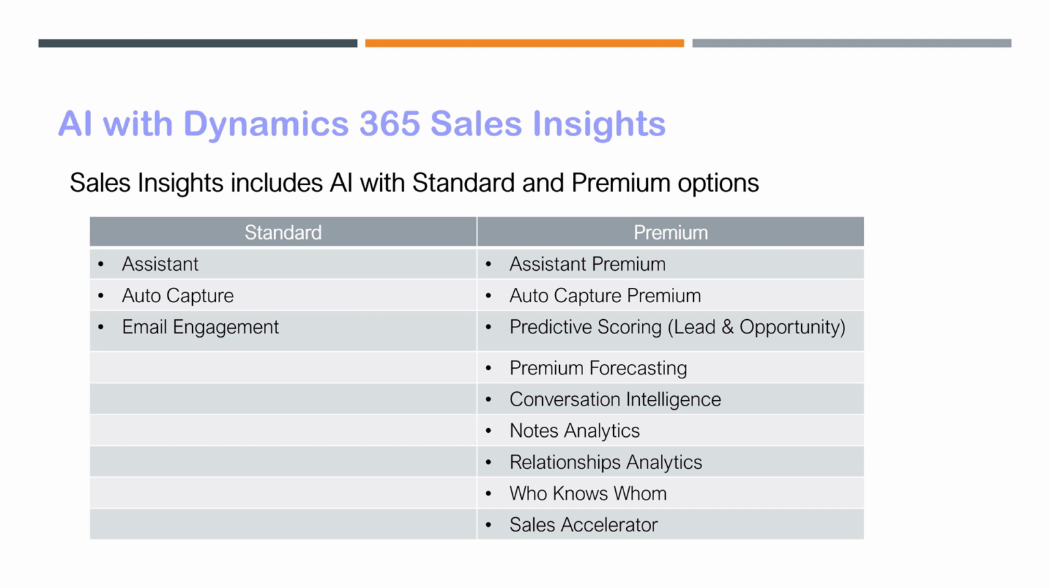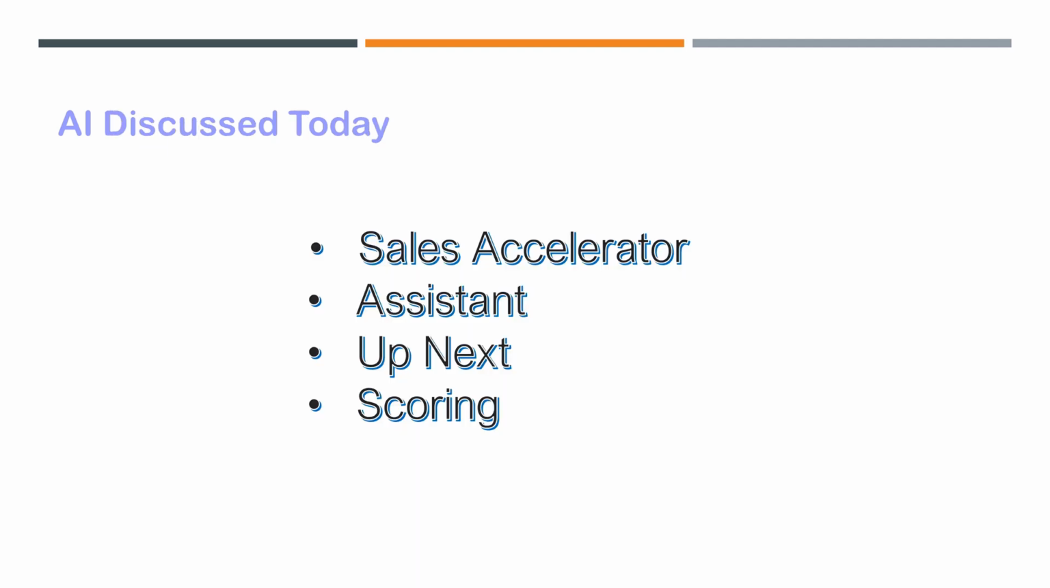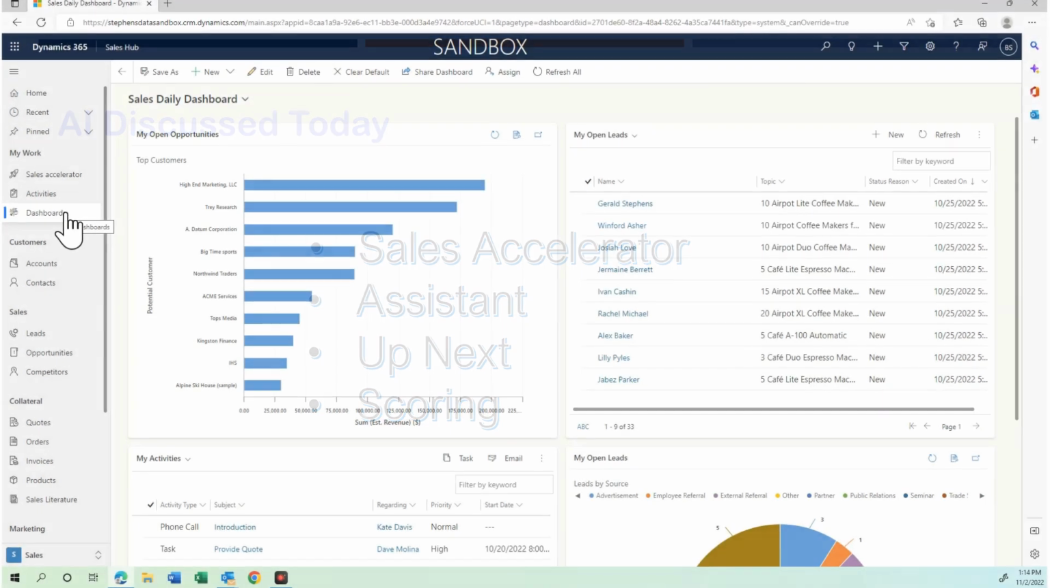And before we begin, I want to mention that we do have some standard out-of-the-box features. Those are listed on the left that automatically come with it. There's no upcharge for those. Then we have our premium features, which are on the right. Obviously, there's a significantly longer list of those, and we will be covering a few of those in our demo. So the Sales Accelerator, the Assistant, Up Next, and Scoring are the things we're going to highlight today. And with that, we're off to our demo.